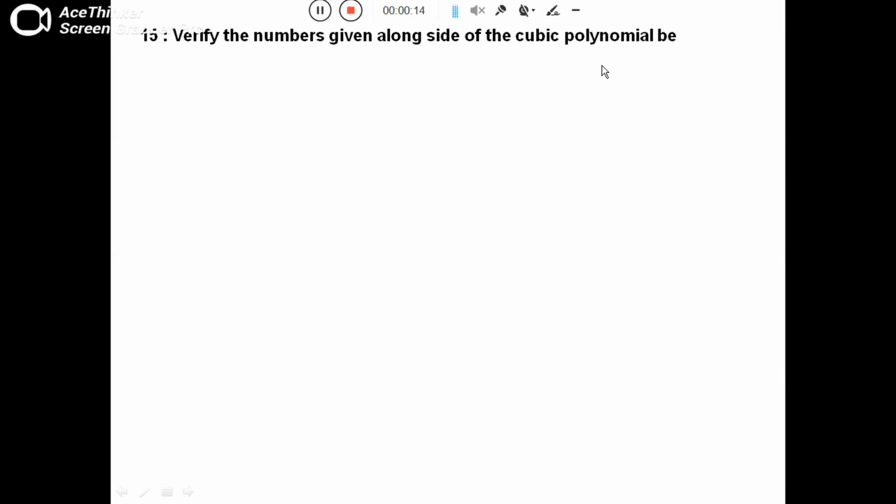Okay students, the next question is question number 15, which is: verify that the numbers given alongside of the cubic polynomial are its zeros, and also verify the relationship between the zeros and the coefficients of this cubic polynomial. Your cubic polynomial is 3x cube minus 5x square minus 11x minus 3, and the numbers given are minus 1, 3 and minus 1 upon 3. These three numbers we are going to verify here.